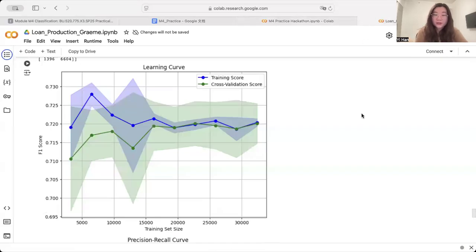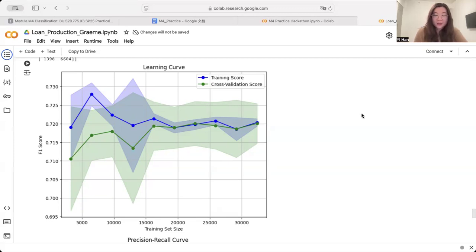We also monitored for overfitting and underfitting by plotting learning curves. If the training error was much lower than the validation error and the gap was widening, it signaled overfitting. To fix this, we could reduce the model's complexity, like decreasing the tree depth. On the other hand, if the model was underfitting, we could increase its complexity or add more features.